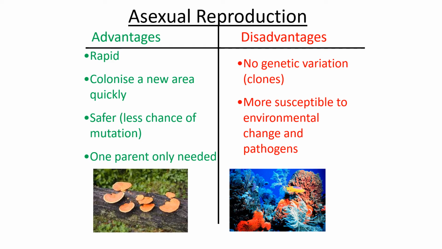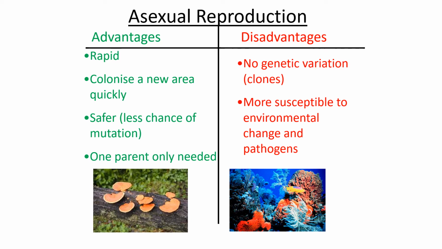Asexual reproduction is very rapid, very fast. They colonize a new area quickly. It is safer because there is less chance of mutation, meaning changing the DNA. Only one parent is needed. Therefore, this is really fast, quick. There is no depending on another parent.